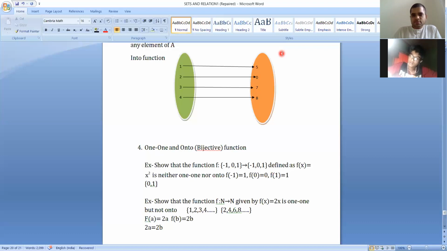I will write it here. So if you want to write the range in set builder form, you'll write R is equal to x such that x is equal to 3n and n belongs to natural numbers. So this is the range in set builder form.